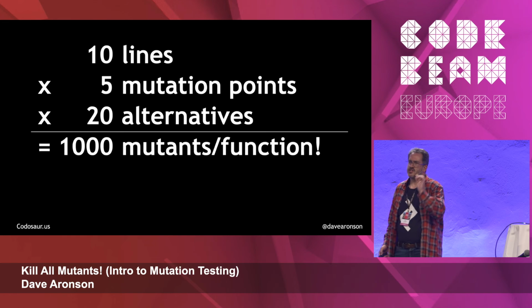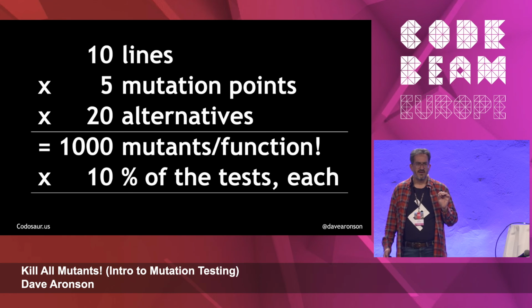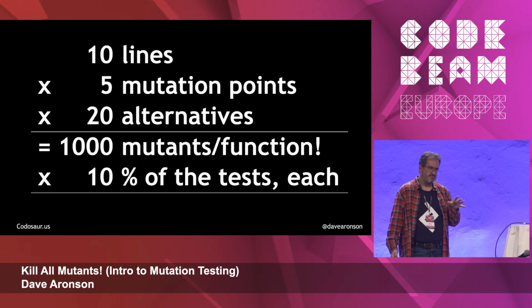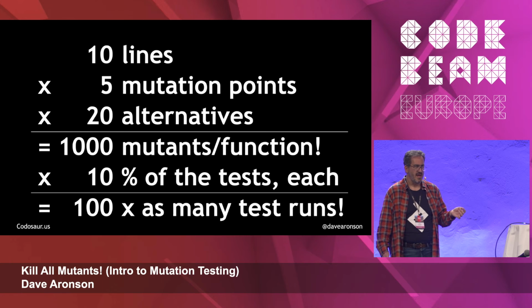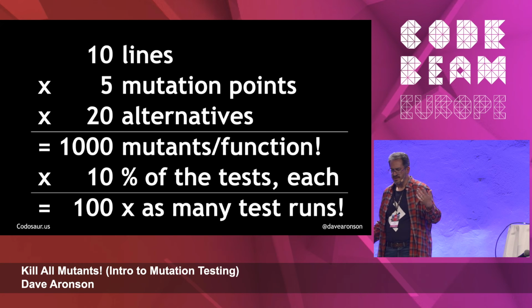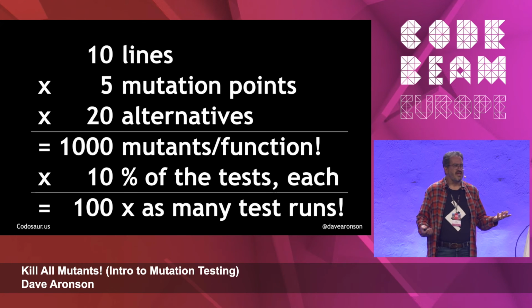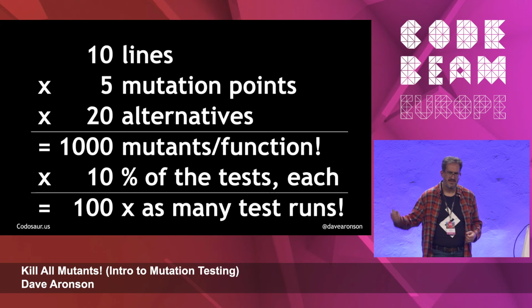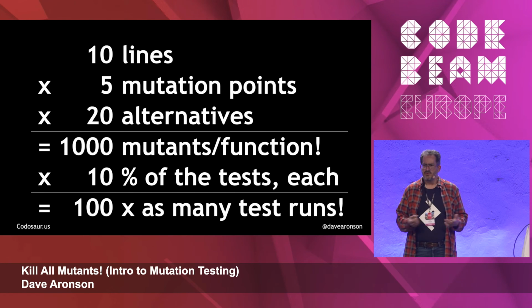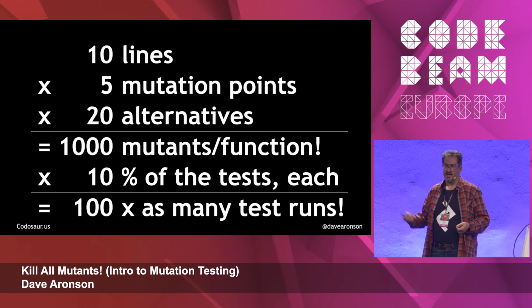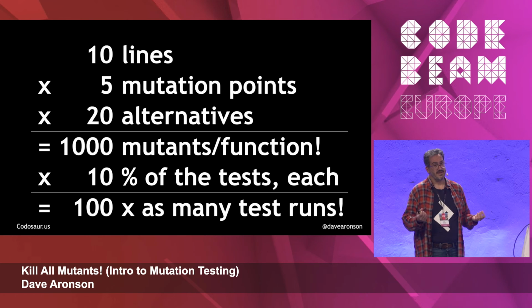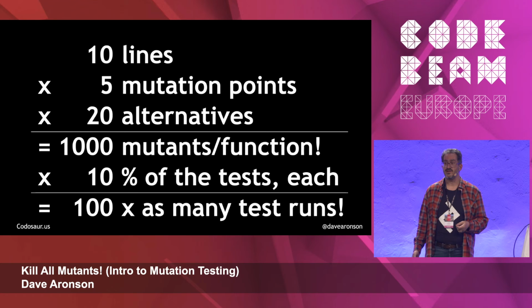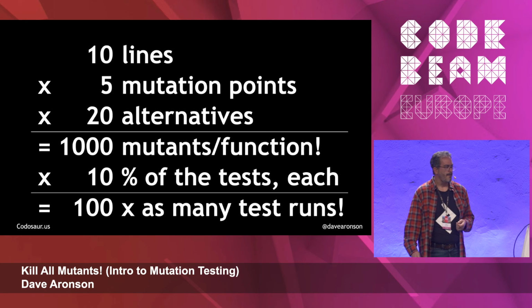Suppose we wind up running just 1/10 of the function's tests on average. Since we start with 1,000 mutants, that's still 100 times as many test runs as just normally running our test suite. So if our test suite normally takes a zippy 10 seconds, mutation testing will probably take about 1,000 seconds with these assumptions. That might not sound like much because I'm saying seconds, but do the math and it's almost 17 minutes.